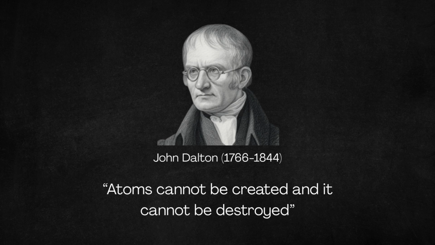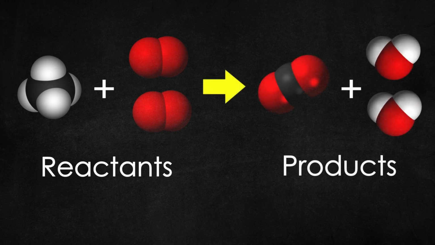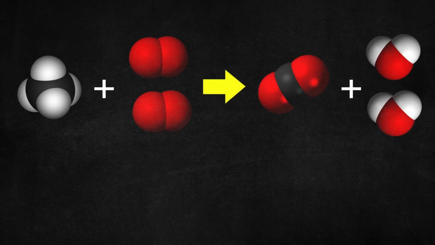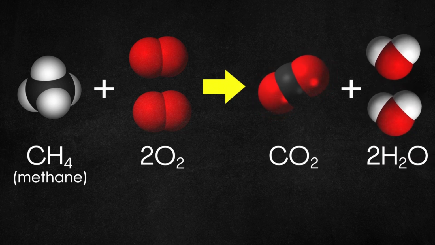This is the fundamental rule we follow whenever we're balancing reactions. Whatever the number of atoms you start with as reactants must exactly equal the total number of atoms you have left over as products. One example is when methane, a naturally occurring gas, reacts with oxygen and burns in air to form carbon dioxide and water.